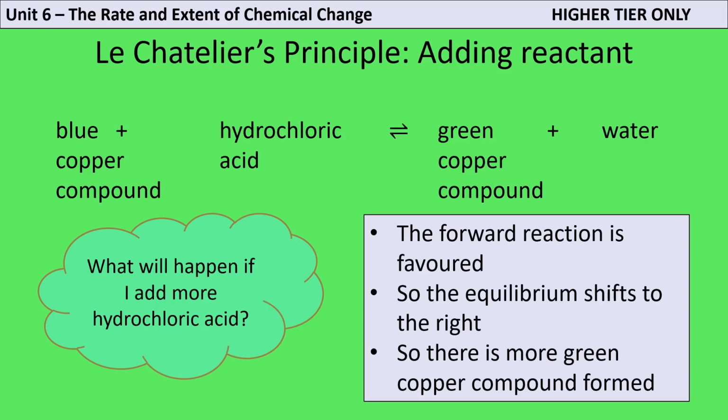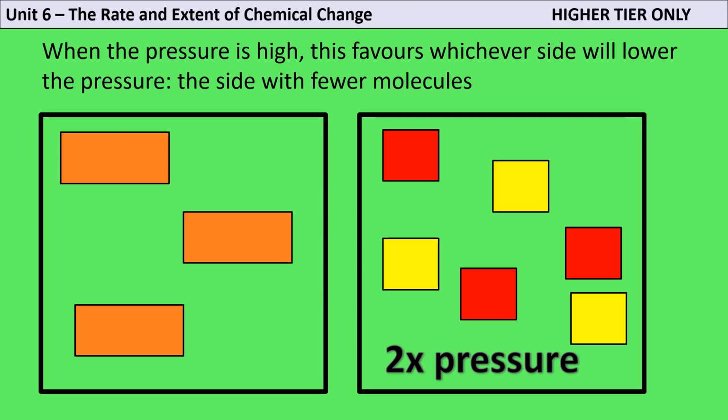That means that the equilibrium shifts to the right. In other words, I'm making more of the products. Therefore, there'll be more of the green copper compound formed, and my solution will start to look greener rather than bluer. The second reaction condition that we can change is pressure.